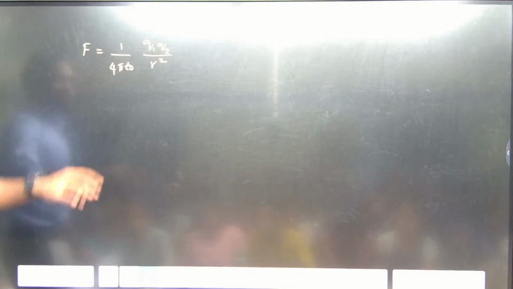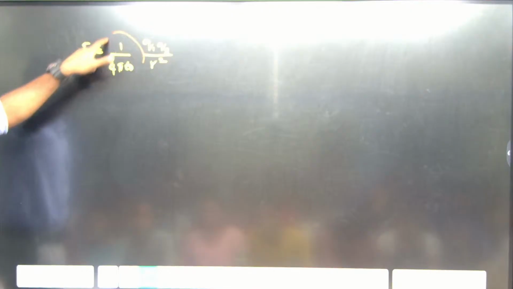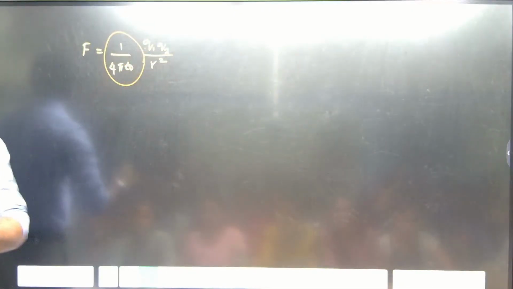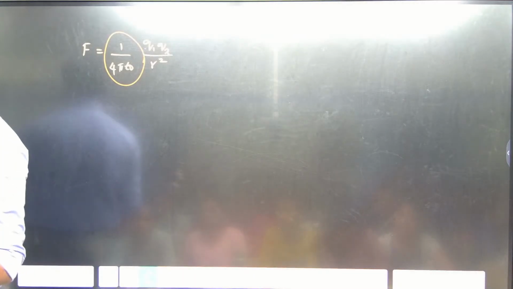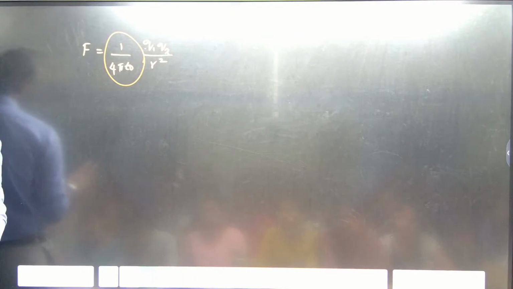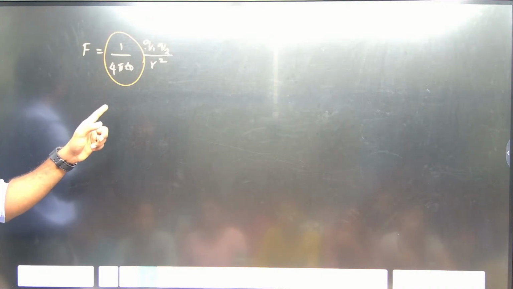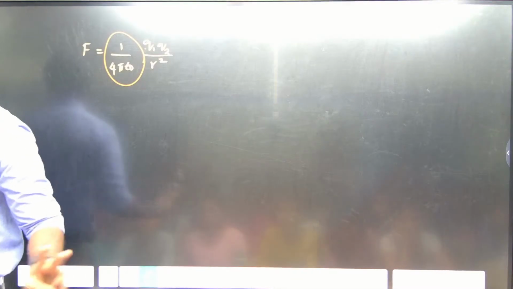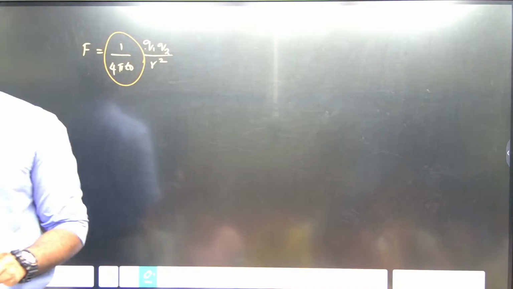Okay, so here 1 by 4 pi epsilon naught q1 q2 by r square, this is a constant thing. Now what is q1 and q2? It's a charge. So charge can be either positive or negative. Positive, positive, repel; negative, negative, repel; positive, negative, attract. So I can say that electromagnetic force is both attractive and repulsive. Getting the point?